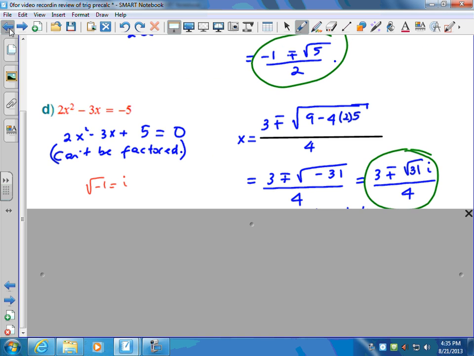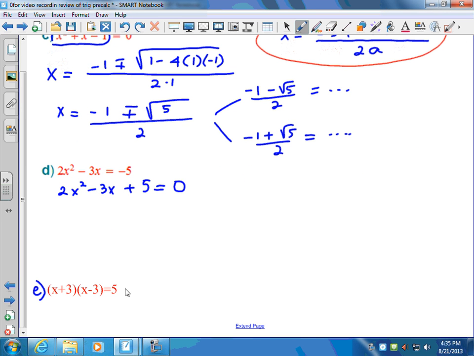And we had one last example on that page, so I hope you got a chance to try that one as well. The main thing to remember here is you cannot do x plus 3 is 5 or x minus 3 is 5. That logic only applies if you have a 0 on the right-hand side. Then you can set the factors equal to 0.